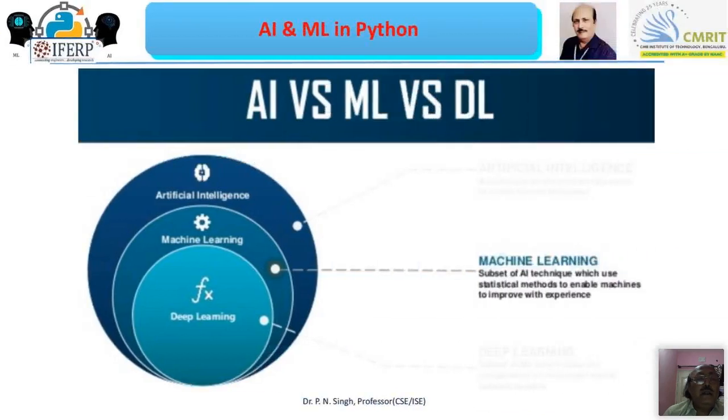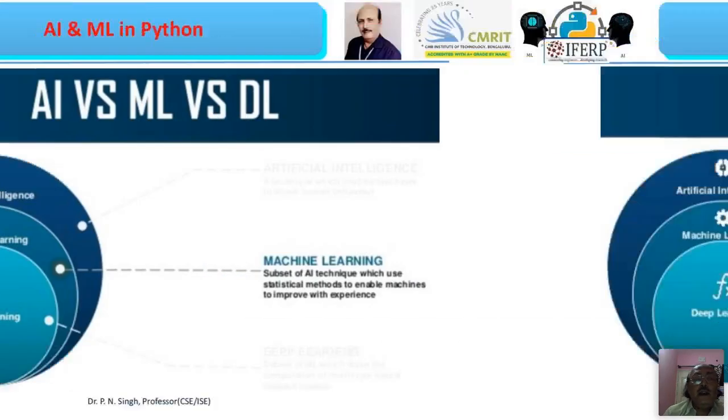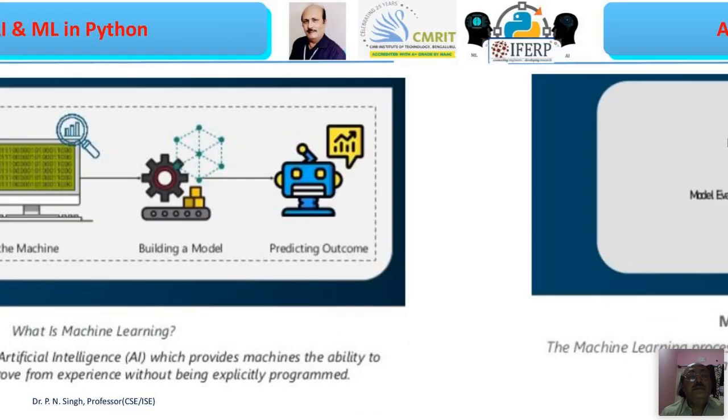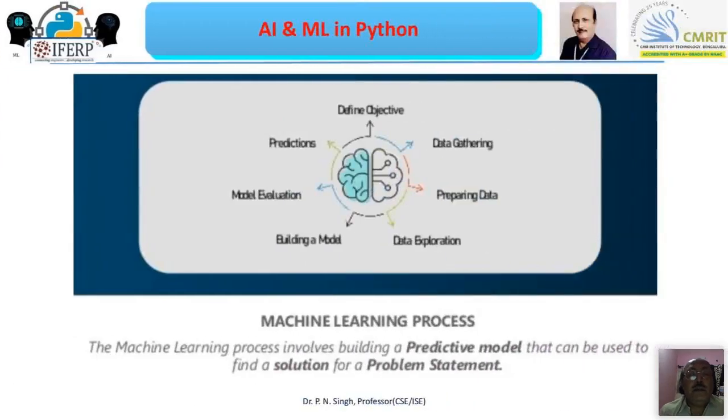So it is defined again, what do you mean by machine learning and what do you mean by deep learning. So what is machine learning again? You take the data, train the machine, build a model, and then predict the outcome. Here the machine learning process is cyclic: if any error comes, the cycle repeats. The brain figure is given here because it is predicting things by calculation, whether using back propagated data or using different algorithms for the prediction model.